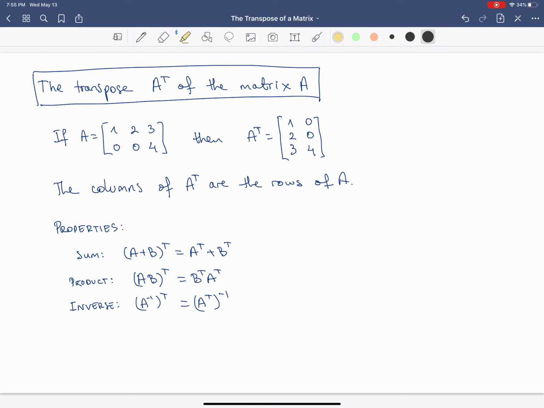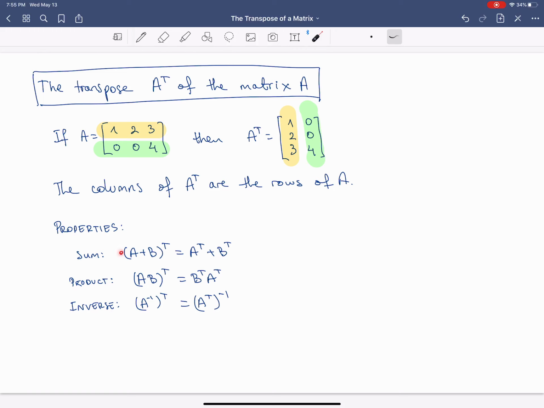I'll highlight one here just so we can see clearly that the first row of A becomes the first column of A transpose, and the second row of A becomes the second column of A transpose. The definition is very simple, very easy, but now let's look at some of the properties that it brings.